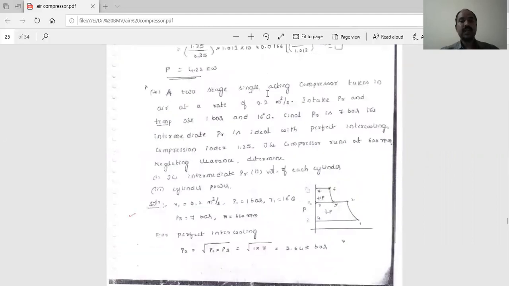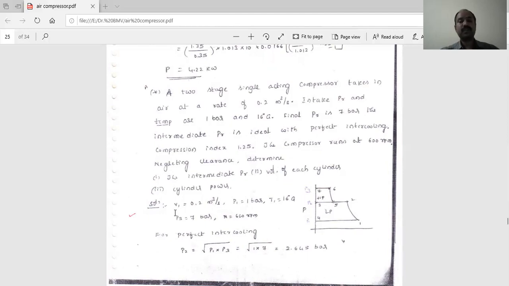A two-stage single-acting compressor takes in air at a rate of 0.2 meter cube per second. Intake pressure and temperature are 1 bar and 16 degrees centigrade. Final pressure is 7 bar and intermediate pressure is ideal with perfect intercooling. Compression index is 1.25. The compressor runs at 600 RPM. Neglecting clearance, determine the intermediate pressure, volume of each cylinder, and cylinder power. Then we have to draw the PV diagram for a two-stage compressor.